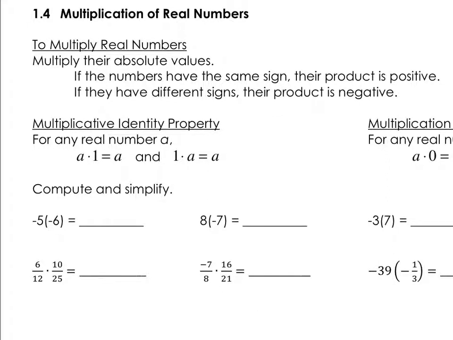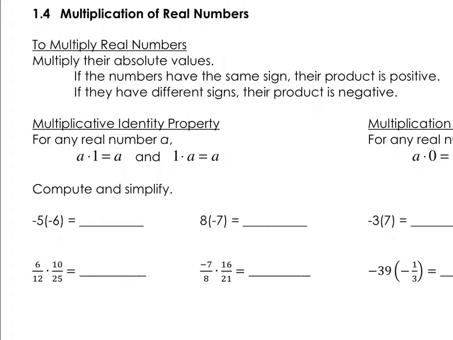Section 1.4, Multiplication of Real Numbers. To multiply real numbers, multiply their absolute values. If the numbers have the same sign, their product is positive. If they have different signs, their product is negative.